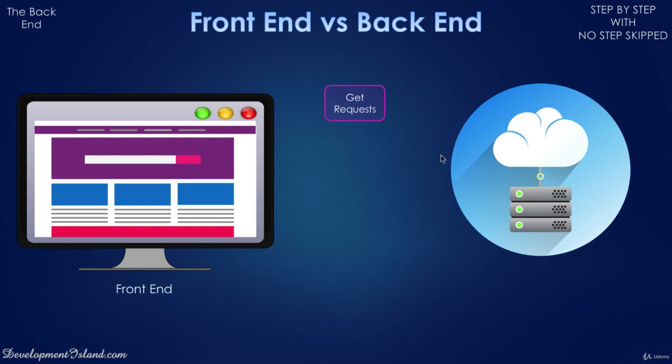So what you see in the left hand side is what we call the front end. That is the client side. And that's basically your client or your user sitting in front of a computer and having access to a browser. So that's the front end. Now on the right hand side, that's the server side or the back end.